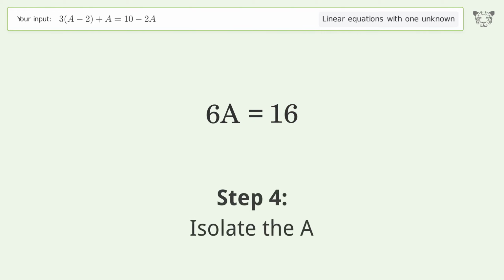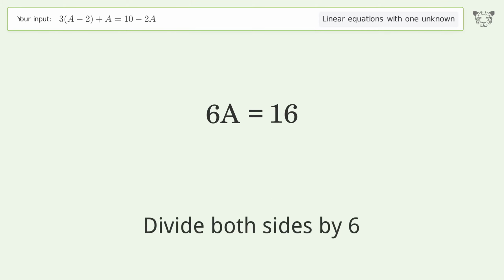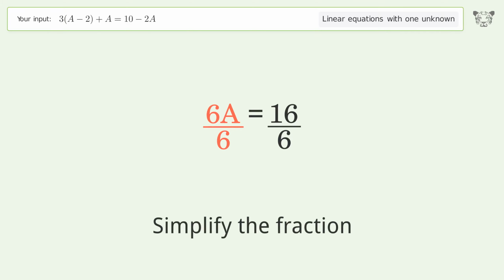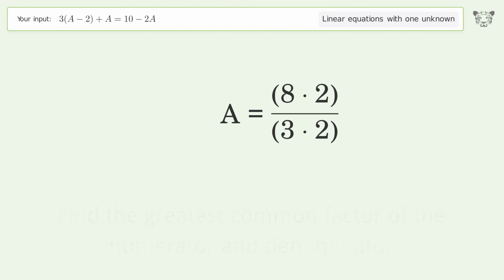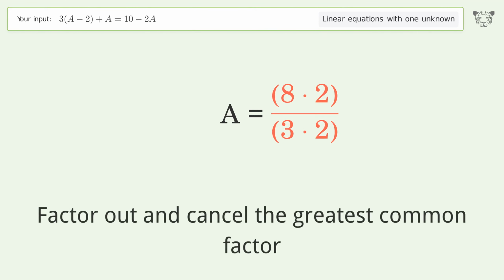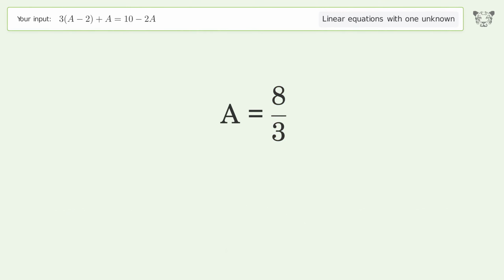Isolate the A. Divide both sides by 6. Simplify the fraction. Find the greatest common factor of the numerator and denominator. Factor out and cancel the greatest common factor. And so the final result is A equals 8/3.